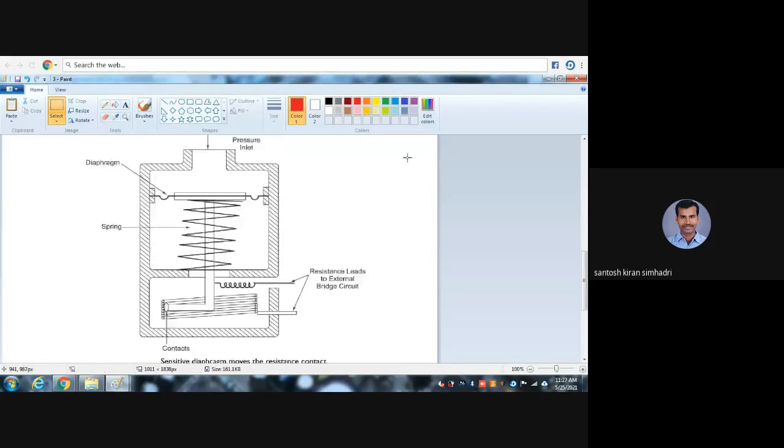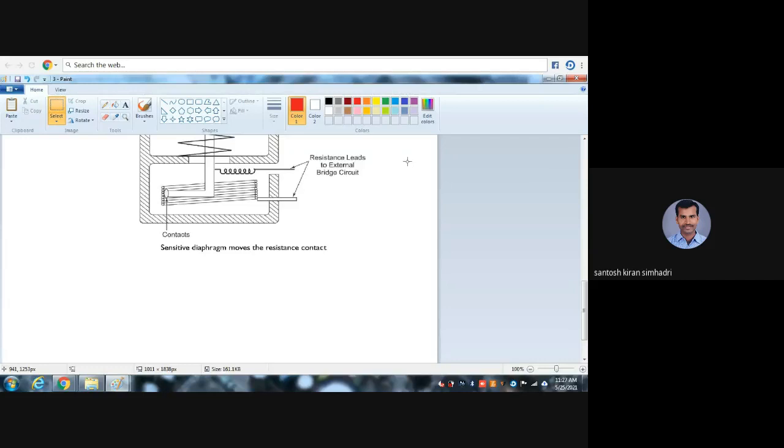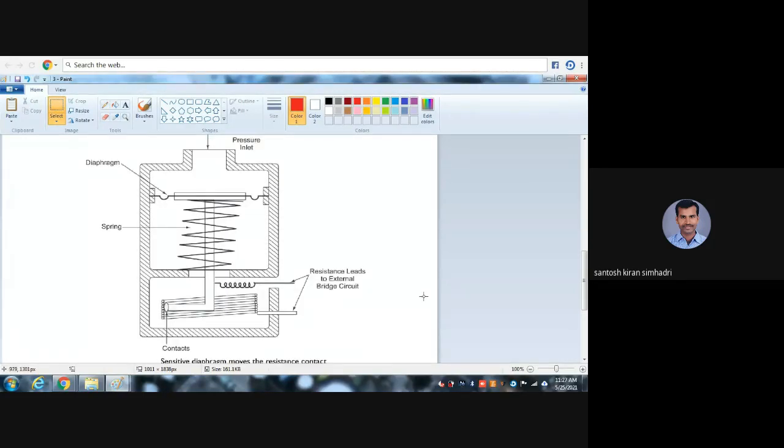So this sensitive diaphragm bellows also has a different pressure inlet. A diaphragm is also there, and there is some operation, but no need in detail. The spring is compulsory. What is the purpose of the spring? The spring has some mechanical movement and there is a tension action. If you press the spring, it immediately comes back to the original position. Once you press that spring, there is a change in the resistance leads to the external bridge circuit.